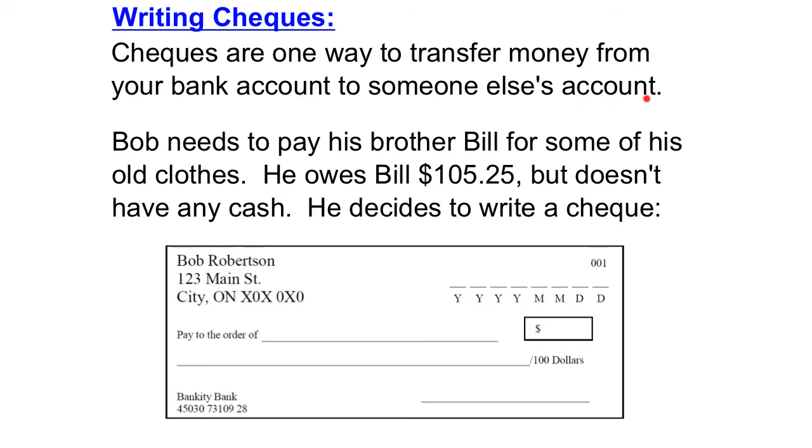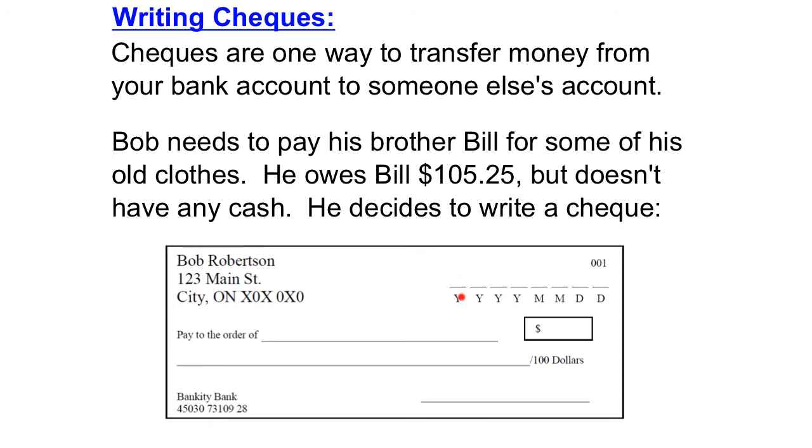Bob needs to pay his brother Bill for some of his old clothes. He owes Bill $105.25, but doesn't have any cash. He decides to write a check. So, if you've never filled out a check before, this is what it looks like. It'll have your name or whoever owns the account with their address.